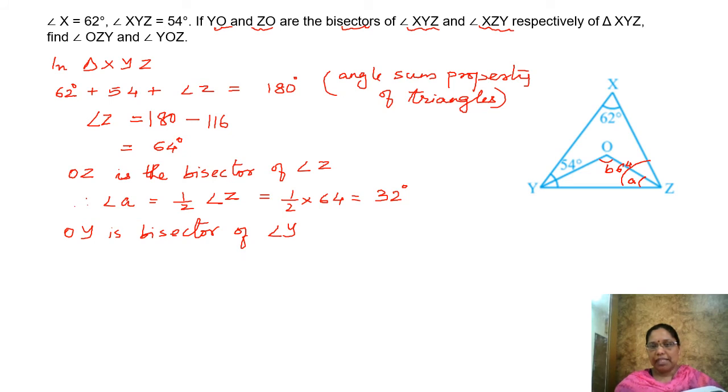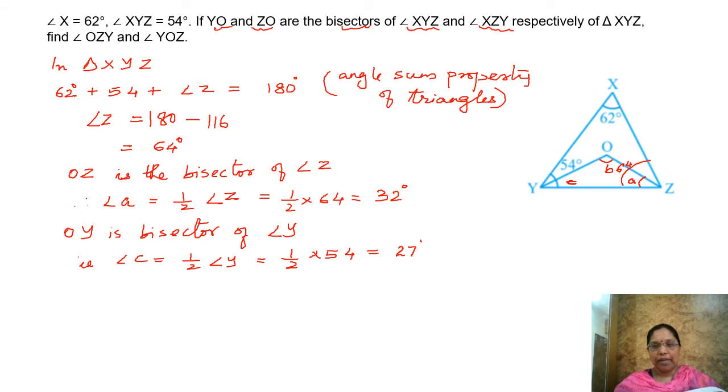Now if I name this as C, then what is angle C? Angle C is equal to half of angle Y. Half of angle Y is how much? 54. What is the answer? Half of 54. 27 degree. Angle C is equal to 27 degree.